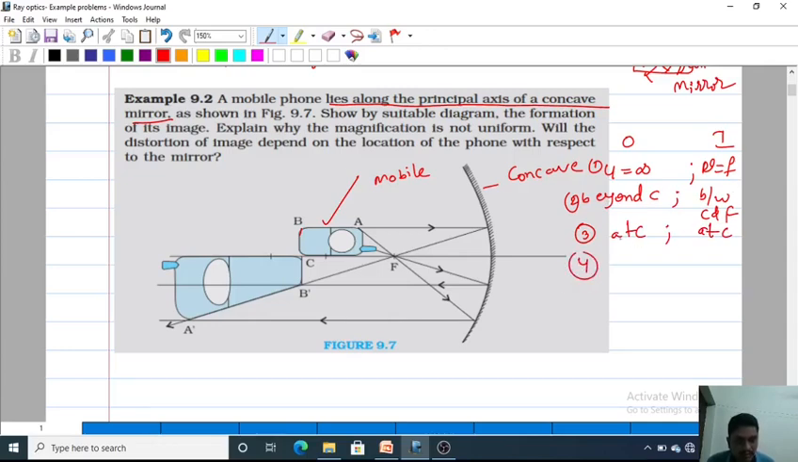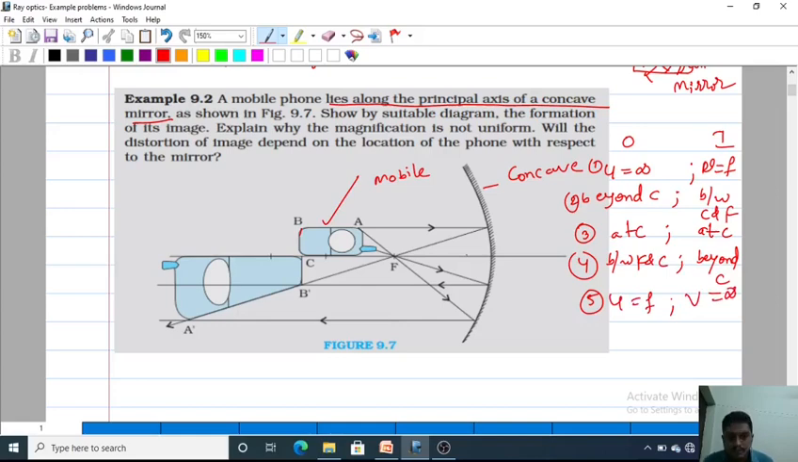And the third point, if the object is at the center of curvature, the image is also formed at the center of curvature, of the same size, but inverted. And the fourth one, if you place an object between F and C, you will get the image behind the center of curvature, a magnified image. But when you place an object at the focus, the image will be at infinity.